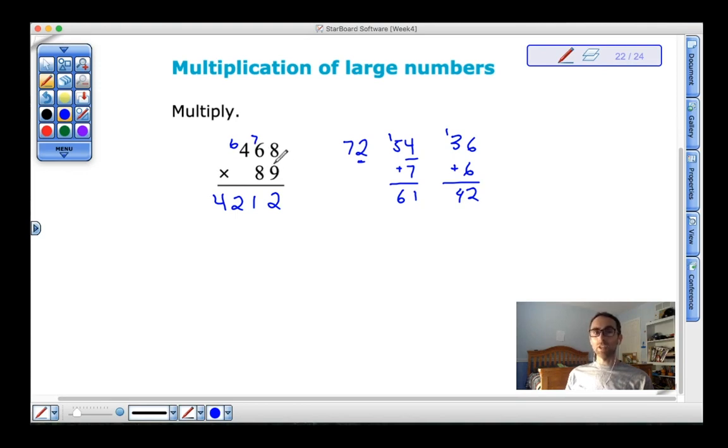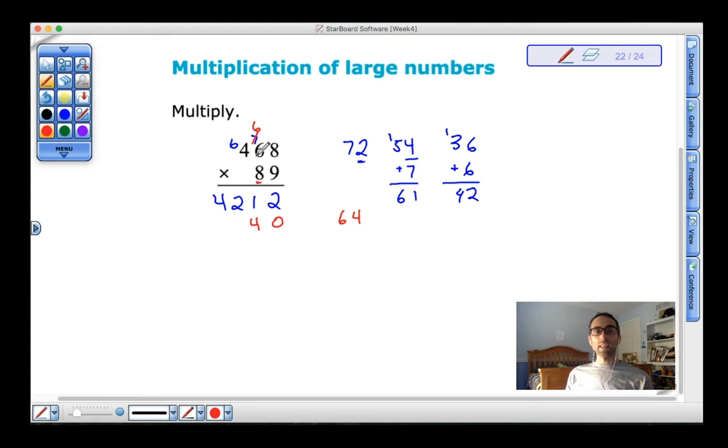Now I need to do it by the 8. So I'm going to start off with this 8 over here. And since this is in my tens column, I need to start off with that 0 again. And I'm going to do 8 times 8, and I get an answer of 64. So the 4 comes down over here. And then I need to have a 6 in this column right over here. So I can get rid of the 7. I'm all done with it. So I have the 6.